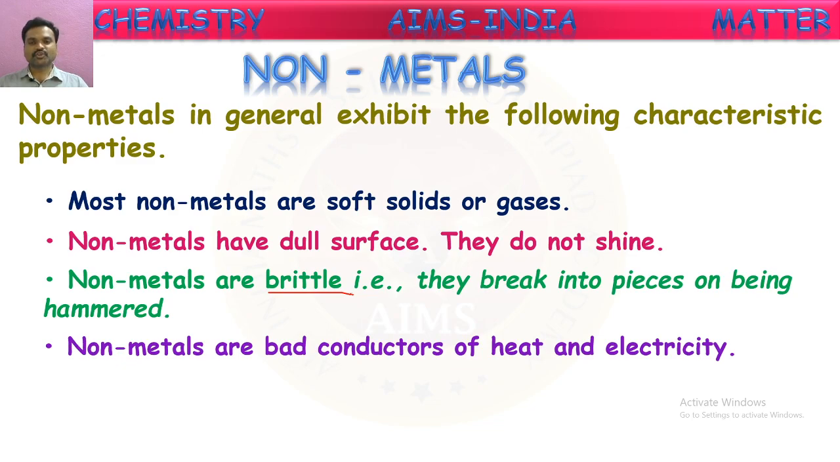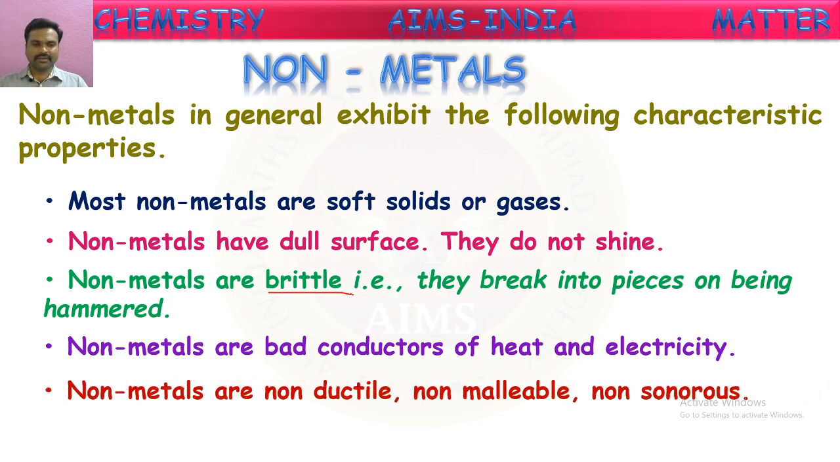Non-metals are bad conductors of heat and electricity, meaning they cannot conduct electricity, whereas metals can. Non-metals are non-ductile, non-malleable, and non-sonorous. They cannot be drawn into thin wires; that is non-ductile. They cannot be beaten into thin sheets; that is non-malleable. They are non-sonorous; they won't produce any sound. So these are the properties of non-metals, and the elements possessing these properties come under non-metals.